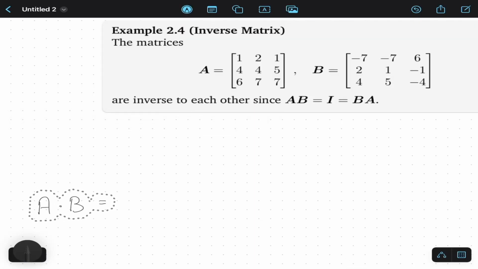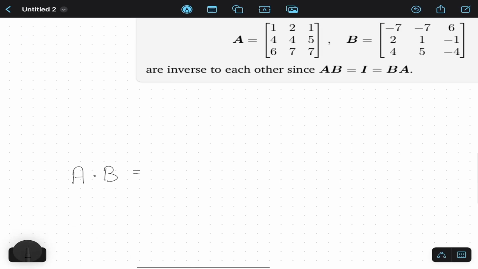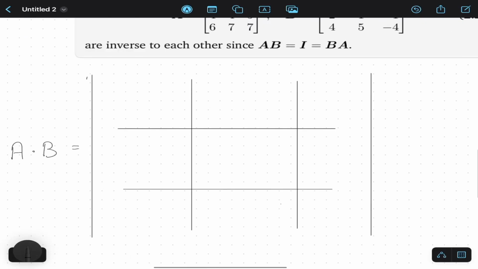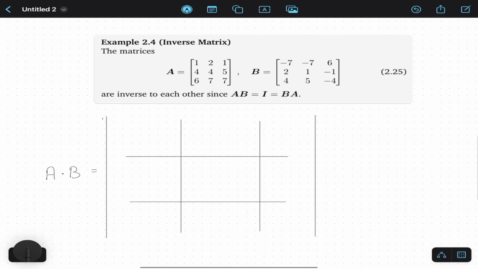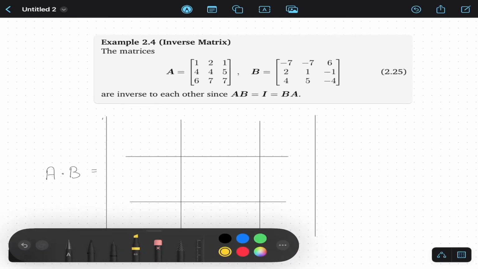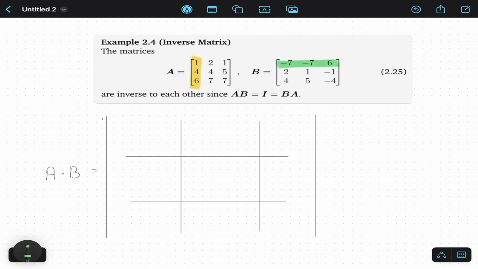I'm not sure what's the easiest way to write this. I think I will just do a big matrix. Okay, I just gave myself some space, 9 blocks. And then we start with this one and that one.